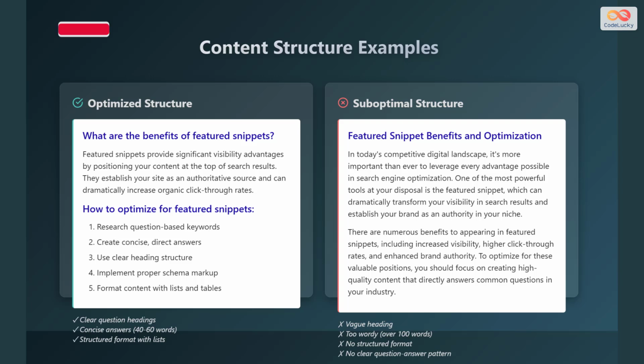Let's compare an optimized content structure versus a suboptimal one for featured snippets. First, the optimized structure has a clear question as a heading. The answer is concise, typically between 40 to 60 words. The format is structured using lists or tables. On the other hand, in suboptimal structure, there are vague headings and the answer is too wordy, often exceeding 100 words. There is no structured format or a clear question-answer pattern.